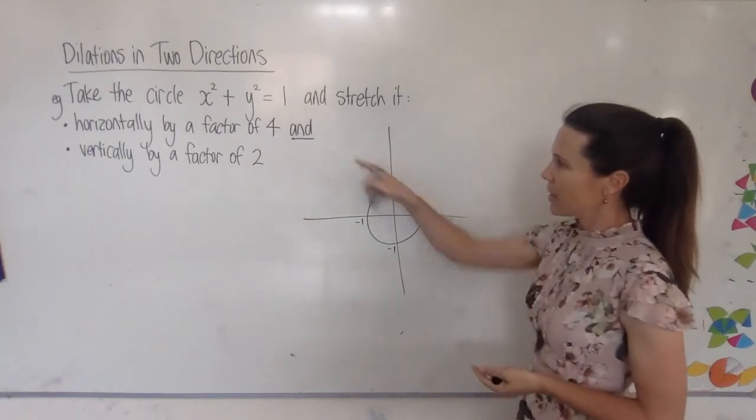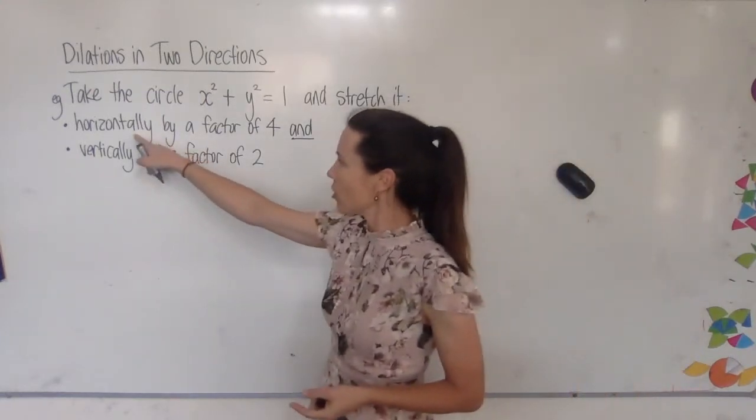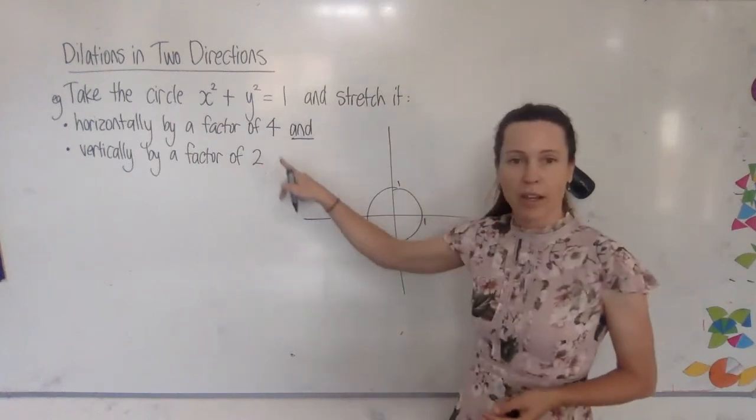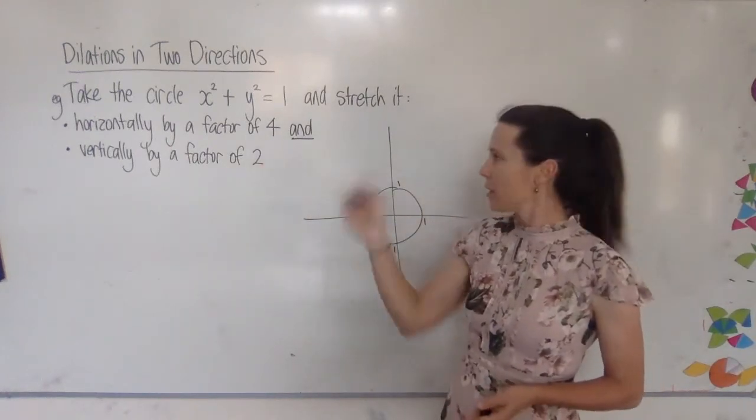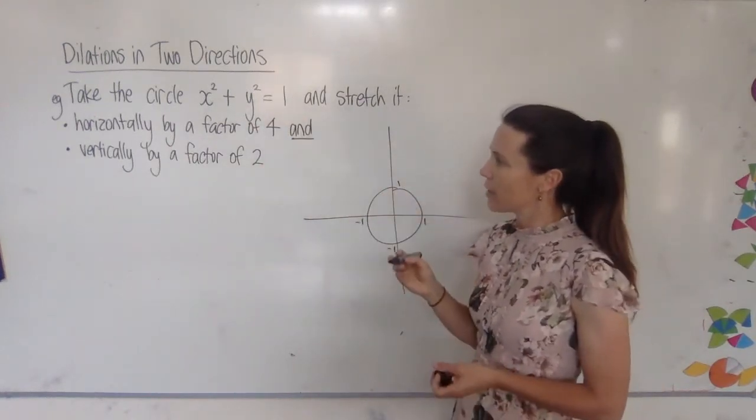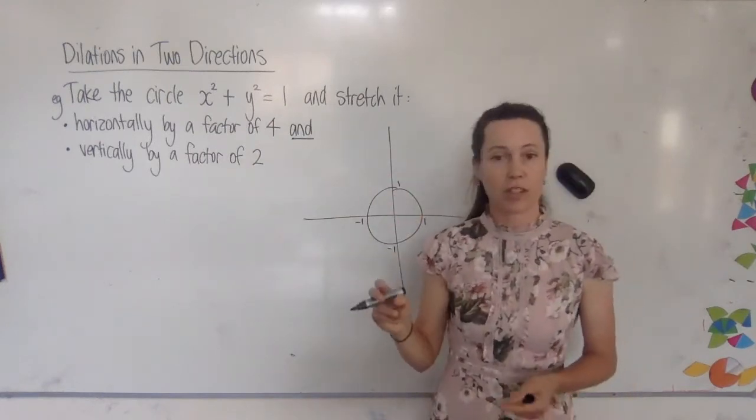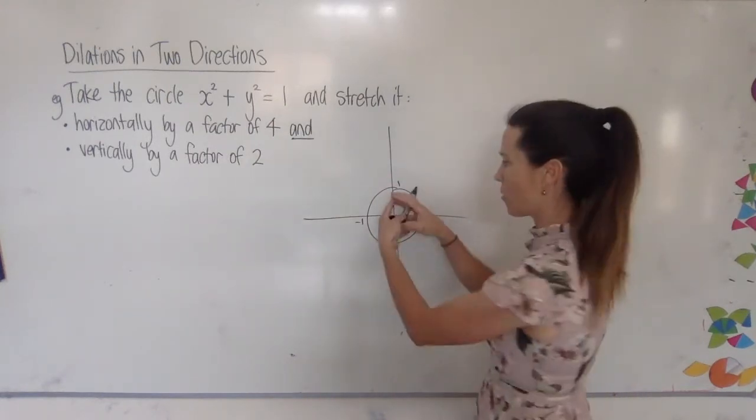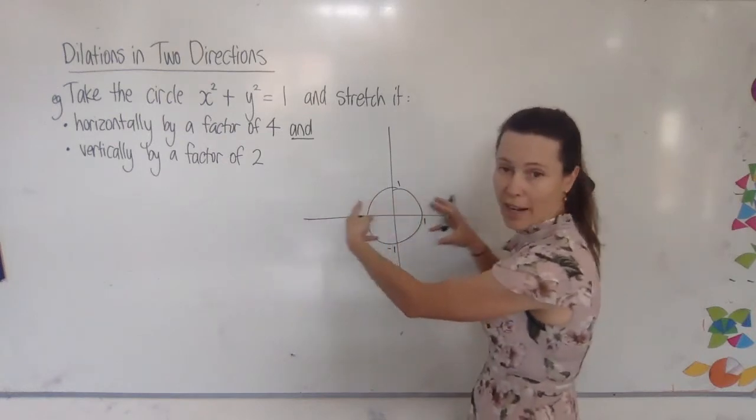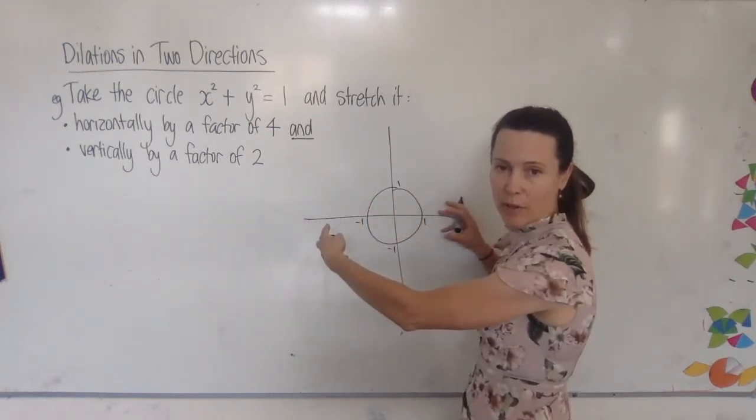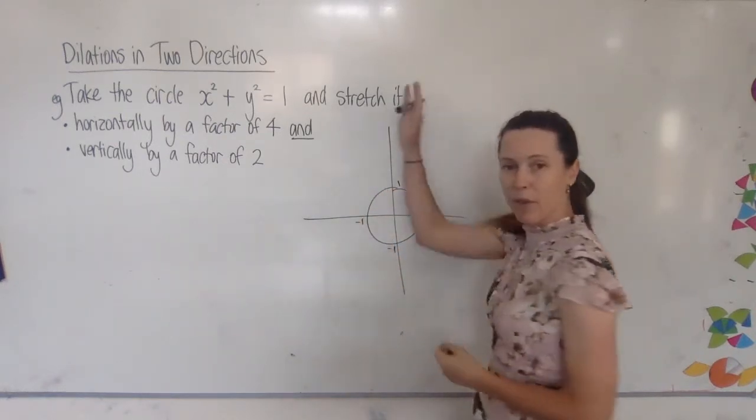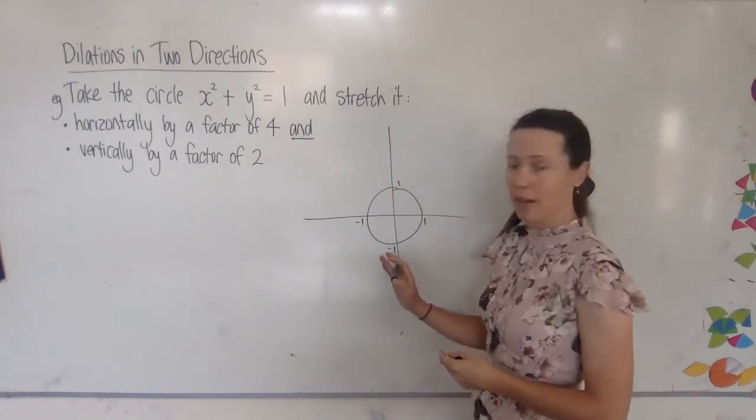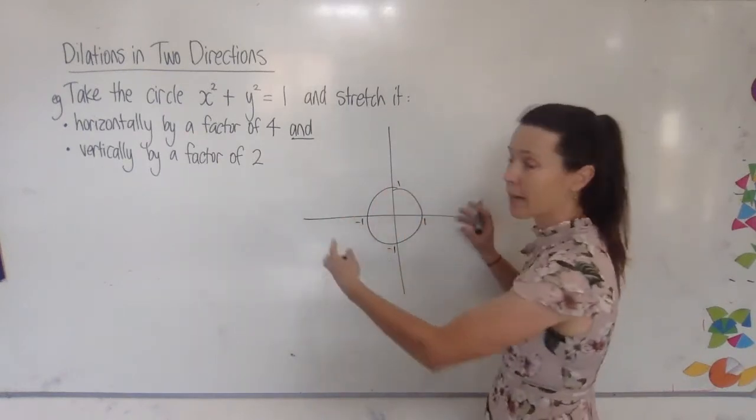Okay, so we're going to take this circle and we're going to stretch it horizontally by a factor of 4 and vertically by a factor of 2. So let's think what we need to do to our formula here. Now, stretching horizontally, just think it through. If you're stretching horizontally, you're going like this. So you're changing the x values the most, aren't you? You're actually ripping it away from the y-axis, which is your axis of dilation, but you're changing the x's.